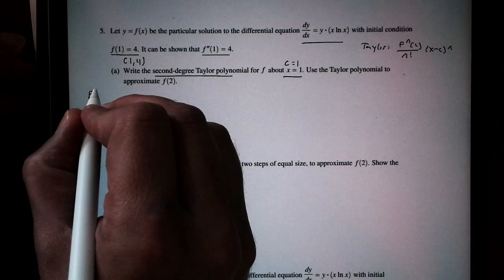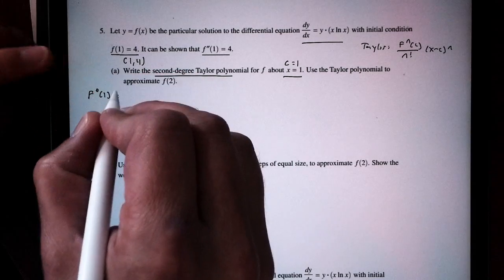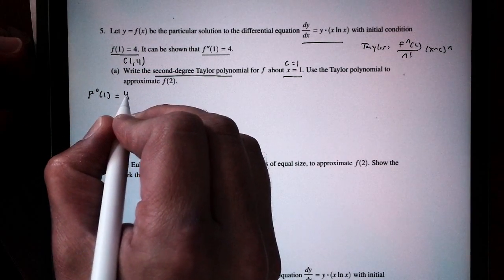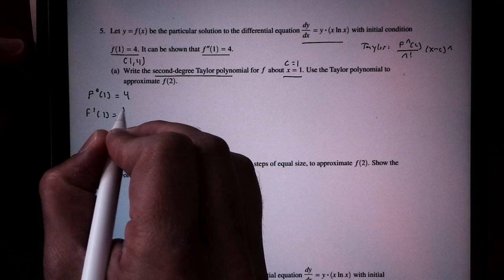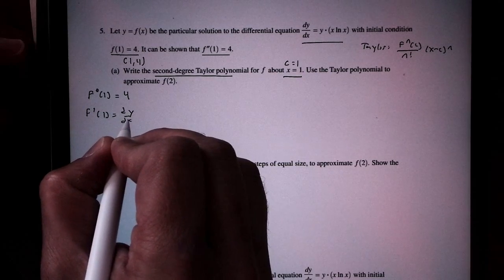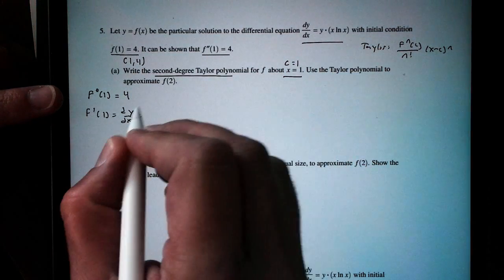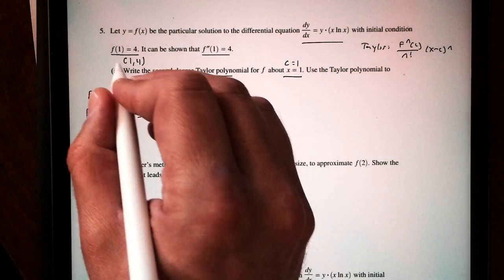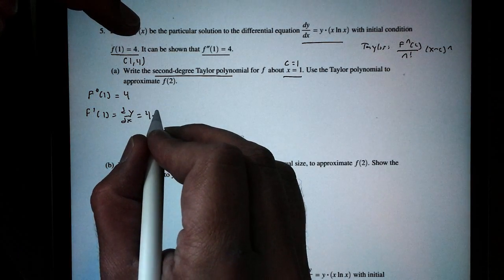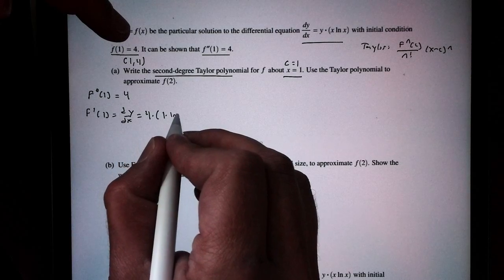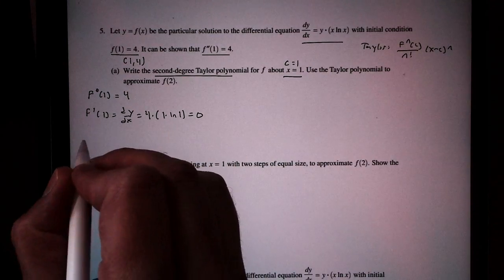So let's go and generate our Taylor polynomial here. The first thing we need is the zeroth derivative at 1. Well, that's really just the value of the function, and they told us that is equal to 4. Next, we're going to need the derivative at 1. To do this, we're looking at the derivative that they give us, that's just y times x times natural log of x. Well, from our function, we know the y is 4, times x, which is 1, times the natural log of 1, which all becomes 0 here.